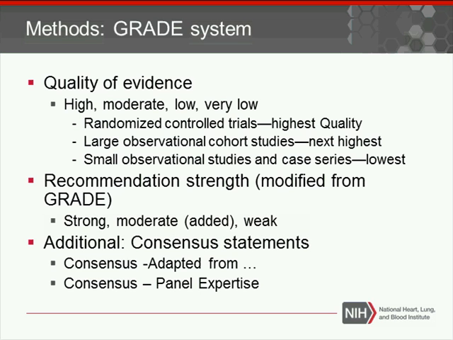We added to this consensus statements, and consensus statements took two forms. There were consensus statements where we used other systematic reviews that were done by groups outside of ours, or we used existing clinical practice guidelines. And when we did that, we clearly delineated that those recommendations were adopted from X, Y, or Z group or document. Then there were consensus statements that were made based on the panel's collective expertise when there was no data available.